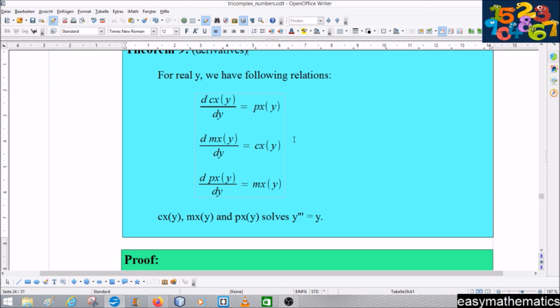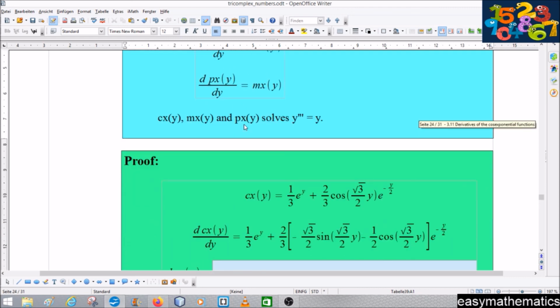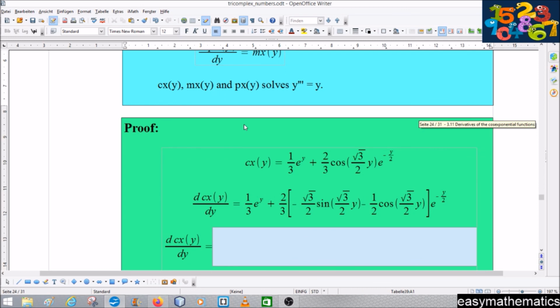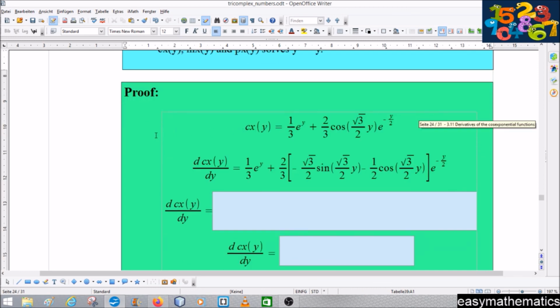And this can be seen with the series expansion immediately. It is not hard to check, but I want to prove it not with the series, because we would have to talk about convergence of the series and differentiability of series and stuff like that. But if we use the elementary representation, we know the rules, and I show it as an example for the cx.